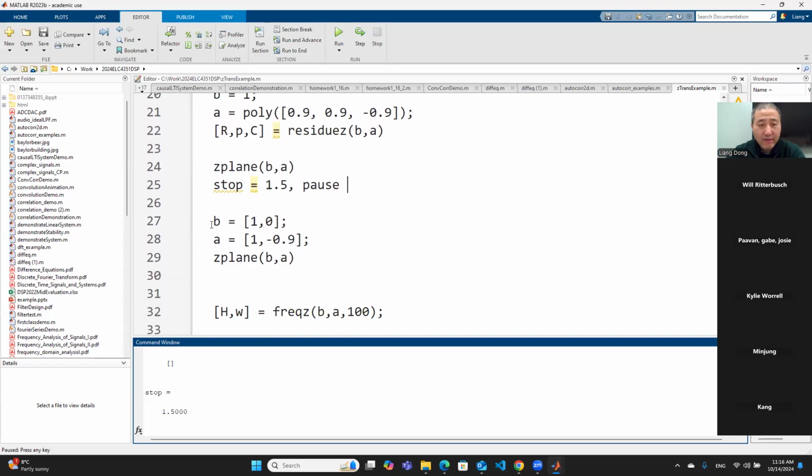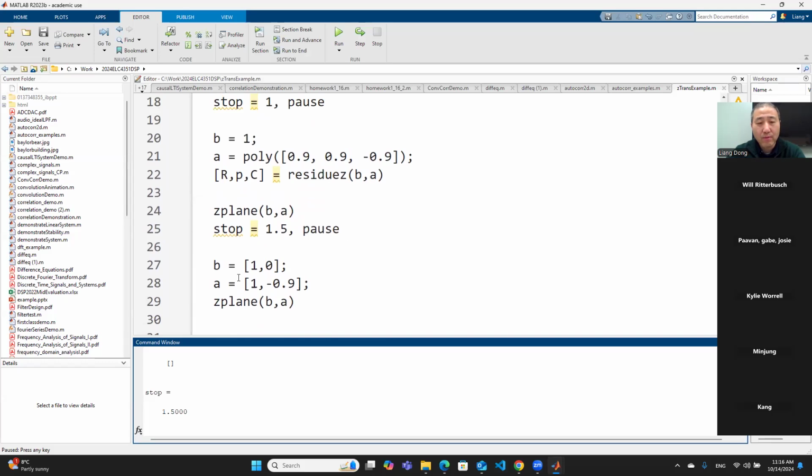Now I have B as 1, 0. B is 1, 0 is the same as B equal to 1. So that's b0 equal to 1, b1 equal to 0, which is nothing. On the numerator, I still have a 1. On the denominator, I have a0 as 1 and a1 as minus 0.9.